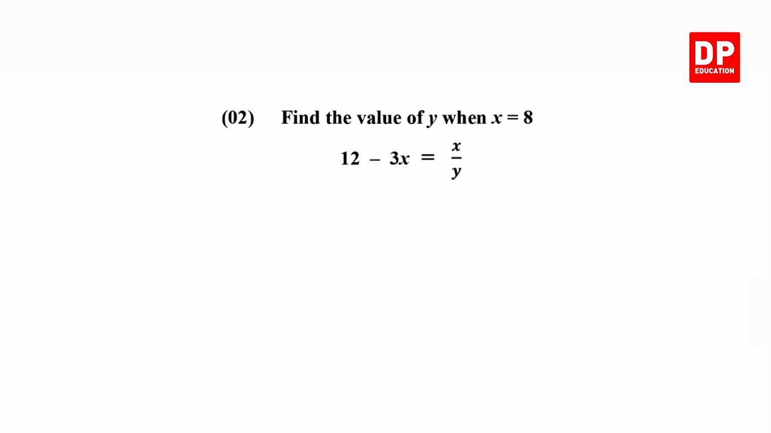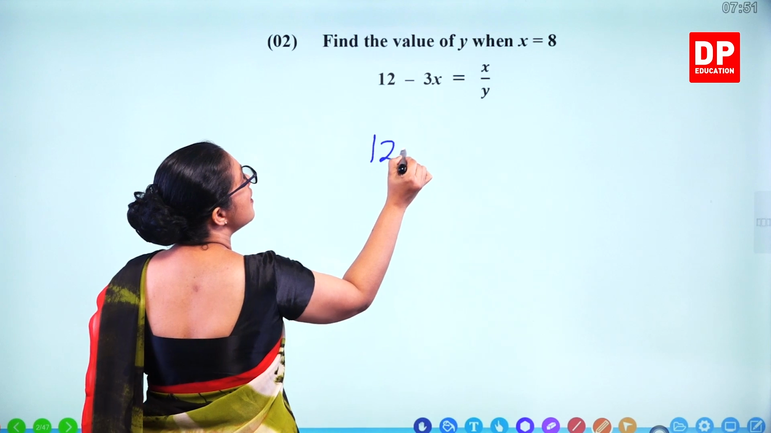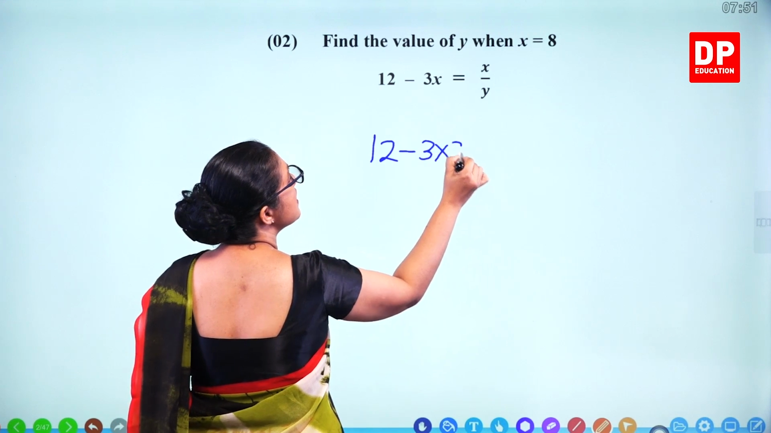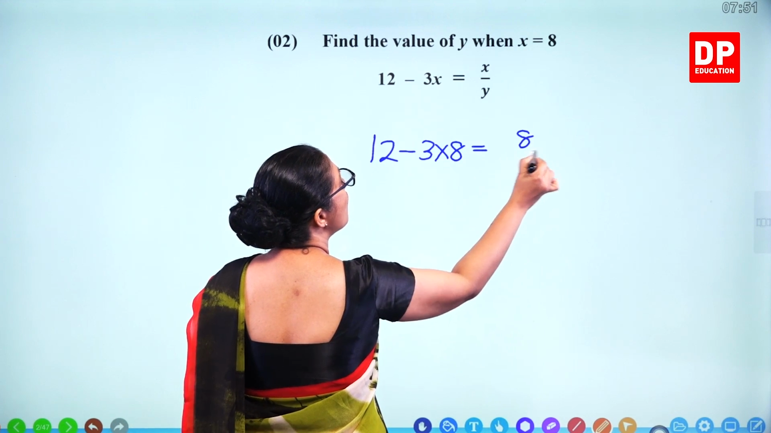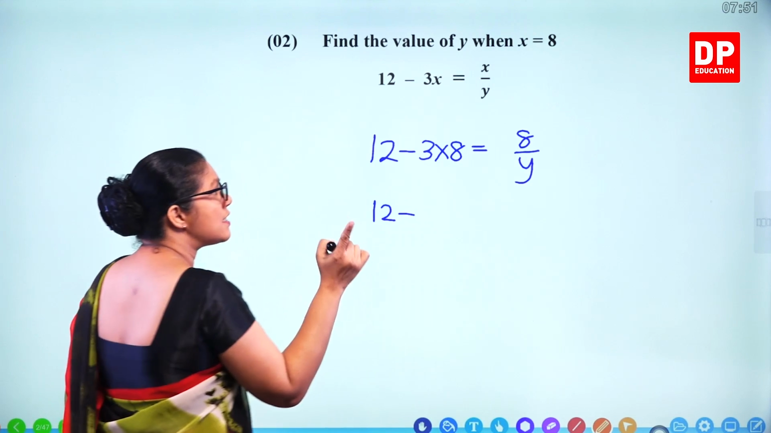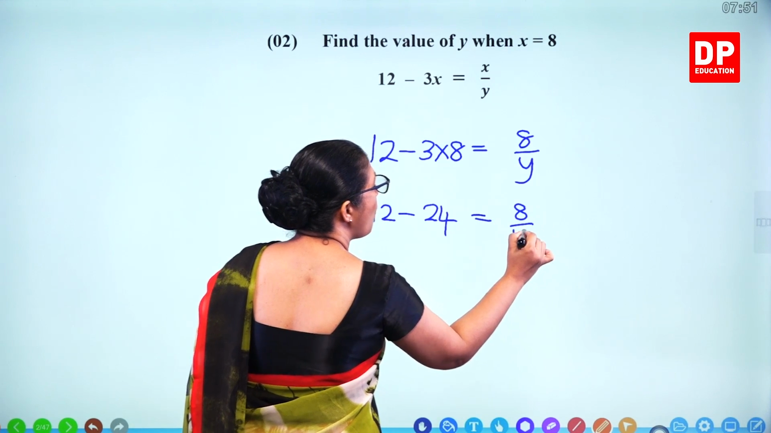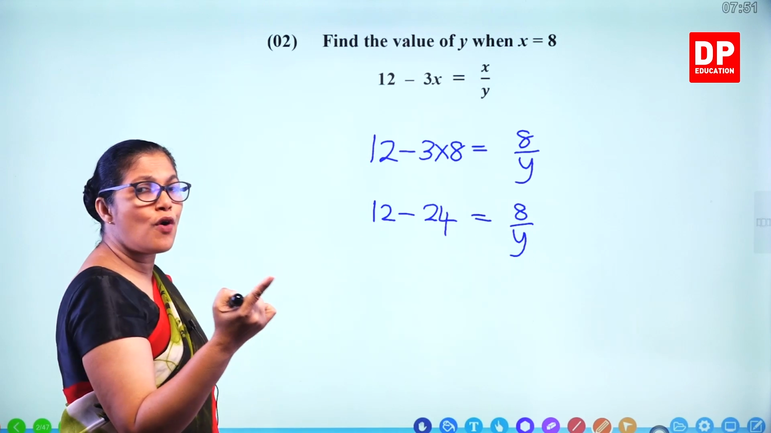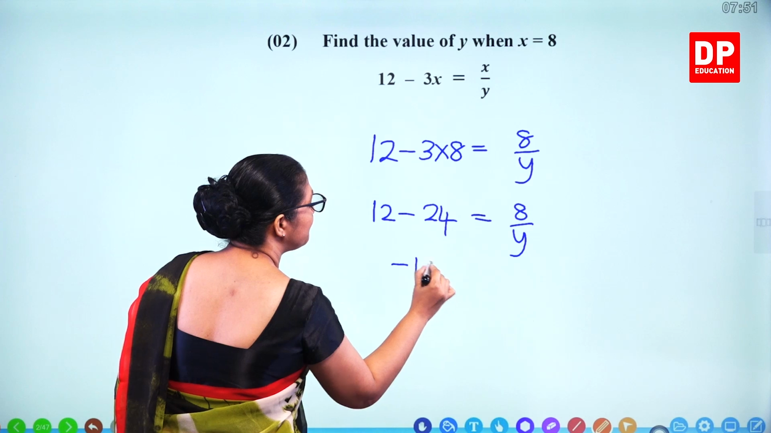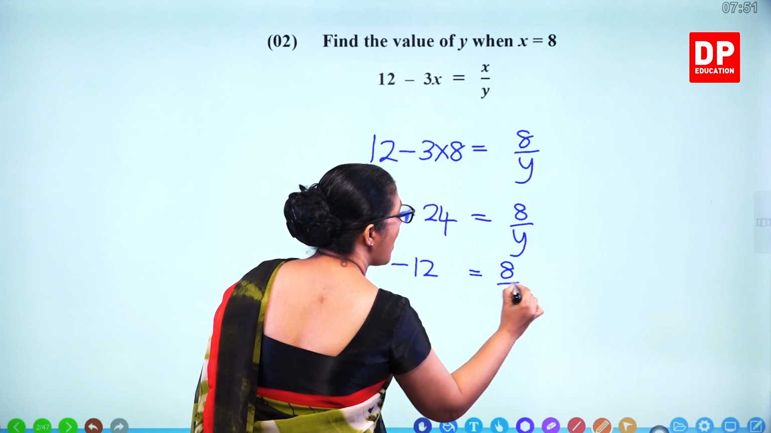Question number 2. Find the value of y when x equals 8. Substitute x equals 8. So we'll substitute there. 3 times 8. Here 8 over y. Now try to simplify first. 12 minus 3 times 8, 24. 12 minus 24, minus 12. Minus 12 equals 8 over y.